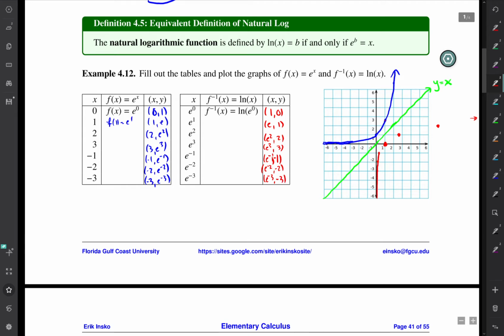And the point is that the red curve and the blue curve are mirror images across the line y equals x. So for every point here, its mirror image would be like right there. This point here should have a mirror image right there. So if the blue curve goes through 2 comma e squared, then the red curve is going to go through e squared comma 2. So you're switching the roles of x and y, essentially, and that is the definition of inverses. So the point here is that natural log of x is just the inverse of e to the x, and that's its sole purpose in life.